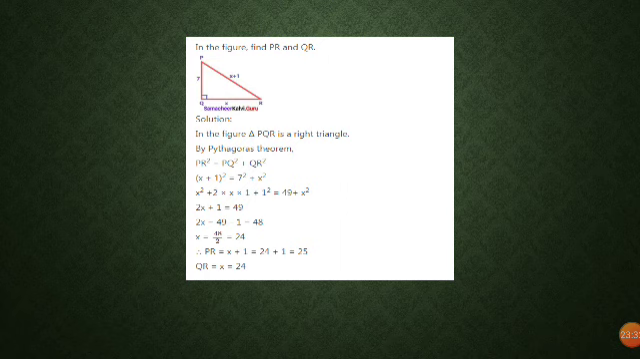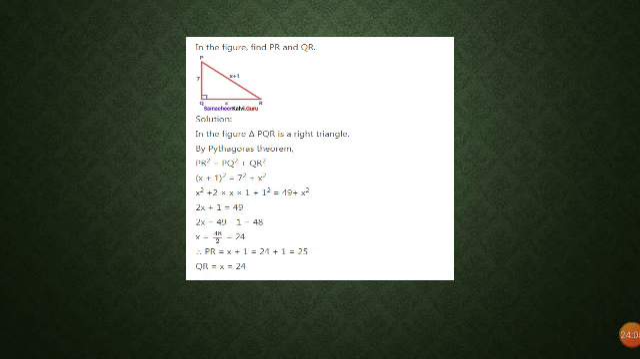In the figure, find PR and QR. Solution: finding QR means finding the value of X. PR is X plus 1, and PQ is 7. In the figure, triangle PQR is a right angle triangle, isn't it? So it is the Pythagoras theorem. The formula is PR square equals PQ square plus QR square, that means A square plus B square is equal to C square.